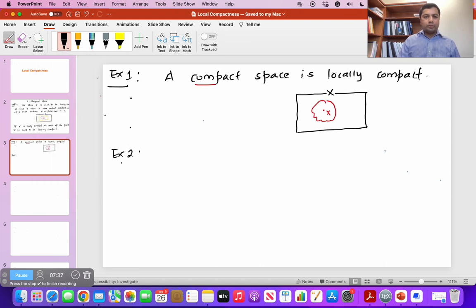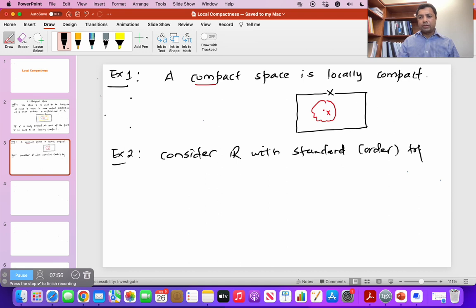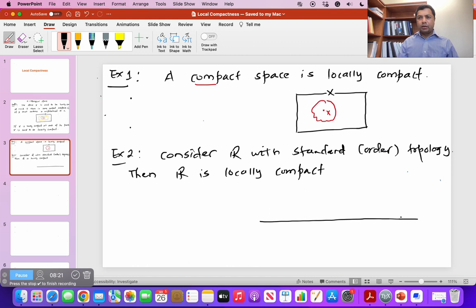Here is another example. Let's consider the real line R with the standard topology, which is also the order topology, because the standard topology and the order topology are the same on R. Consider R with the standard topology, then R is locally compact. You can see here why it is locally compact. Let me use this picture to describe this result.